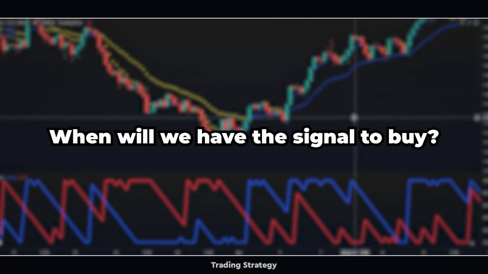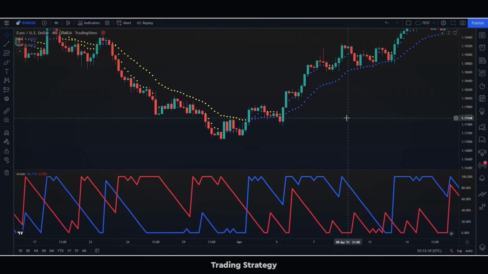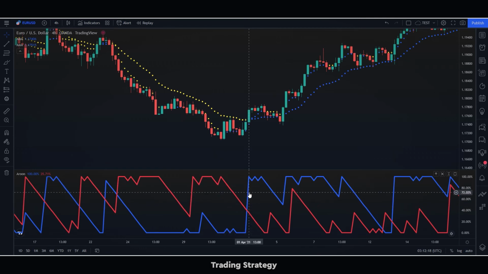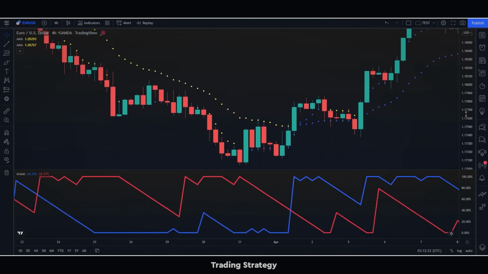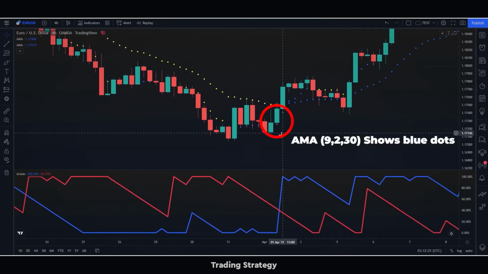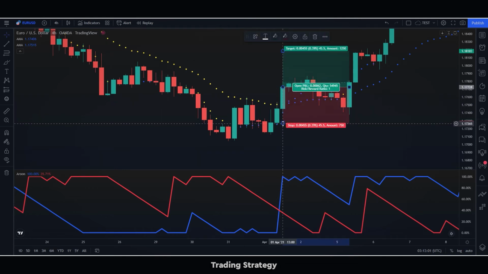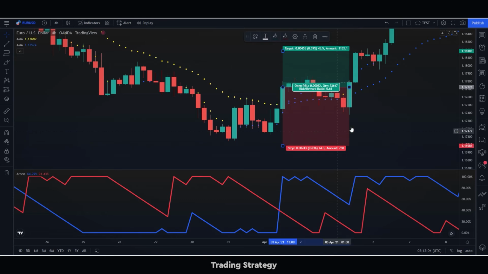When will we have the signal to buy? On the Aroon indicator, wait for the Aroon up line, blue, to cross the Aroon down line, red, from bottom to top, and the AMA of 9, 2, 30 shows light blue dots. Enter with a purchase order. If the 26-5-20 AMA indicator is light blue, the buy signal is stronger.